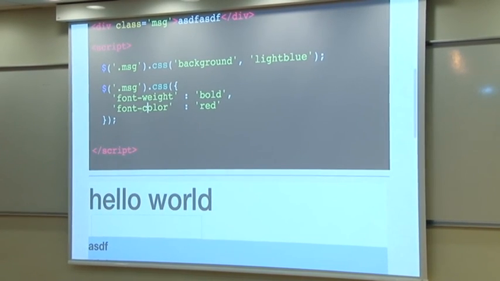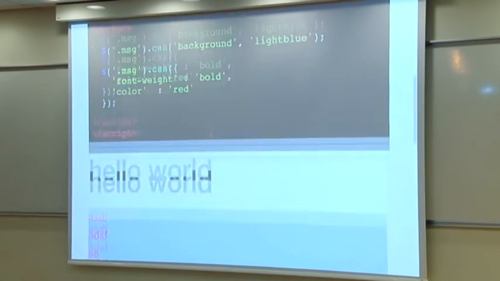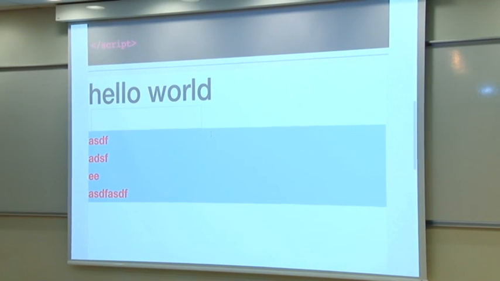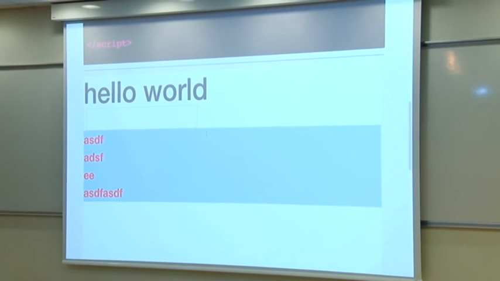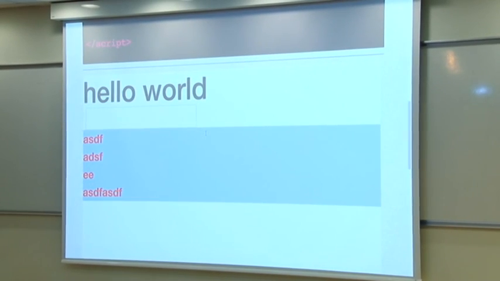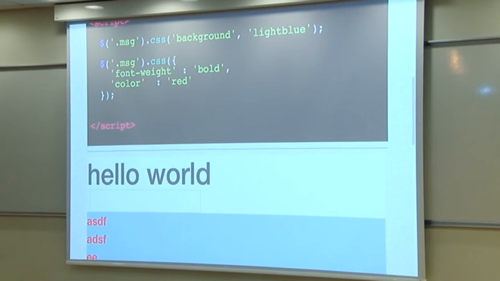Oh, why did I do font color? That's wrong. It's color. There you go. By the way, that's a tricky thing. Did you guys notice that in CSS there's no such thing as font color? Color means font color. Don't ask me why they did that. They were just very mean people. Okay. So color means red.